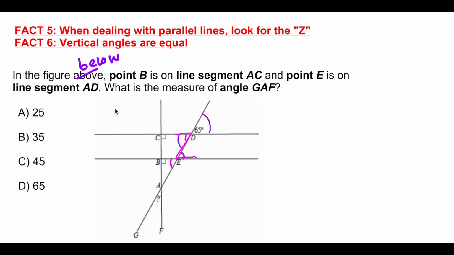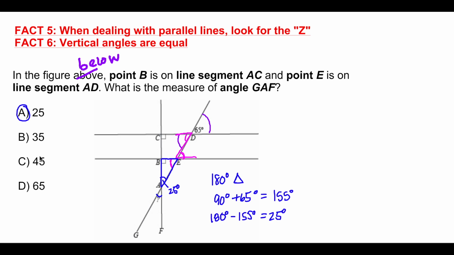Next step is to keep in mind that we have 180 degrees in a triangle. This is the triangle that we're interested in right here. So we've got 90 degrees plus 65 is equal to 155. And now we're going to subtract 155 degrees from 180 degrees, and we're going to get 25 degrees right here. And then again, we've got vertical angles, so GAF is in fact 25. Easy as pie. All you got to do is find your Z and find your vertical angles.